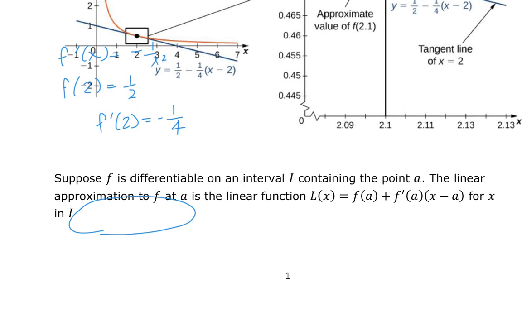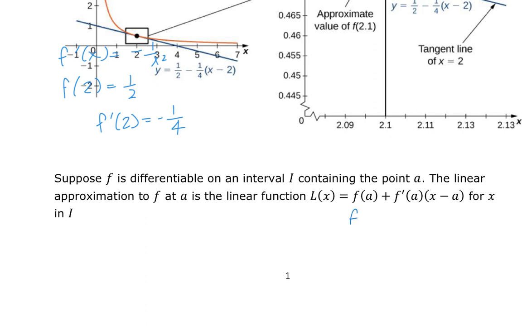So suppose f is differentiable on an interval I, it doesn't even say open, an interval I containing a point A. The linear approximation to f at A is f of A, plus f prime of A times x minus A. This is the equation of the tangent line. So this is what we just did.